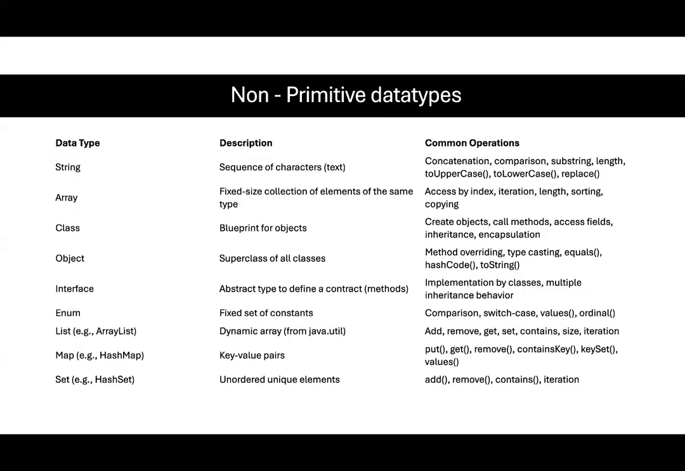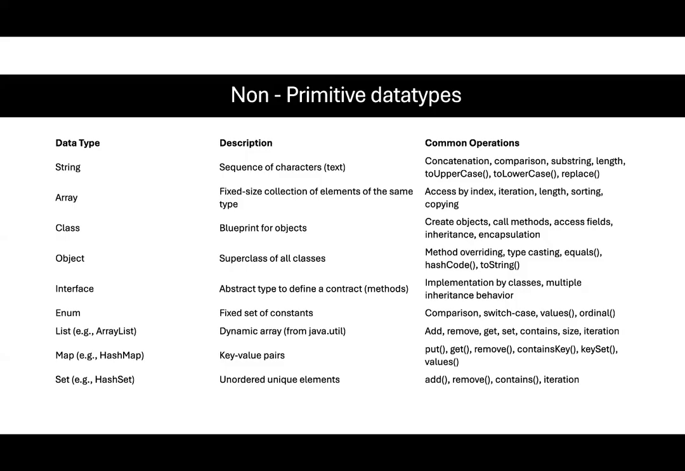The non-primitive data types include string, array, class, object, interface, enum, list, array list, map, hash map, set, hash set. So what is a string? It's a sequence of characters. For example, my name, Puja, or today, the day, Monday. Whatever the text, we store it as a string.